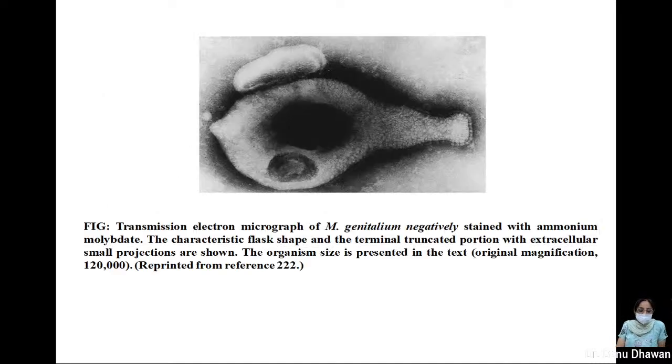Now, this is the transmission electron micrograph of M. genitalium. You can see it has a characteristic flask shape and the terminal truncated portion with extracellular projections. This flask-shaped structure, the terminal truncated portion, is the one by means of which it adheres to the host cells, the mucosal epithelial cells of the genital tract.